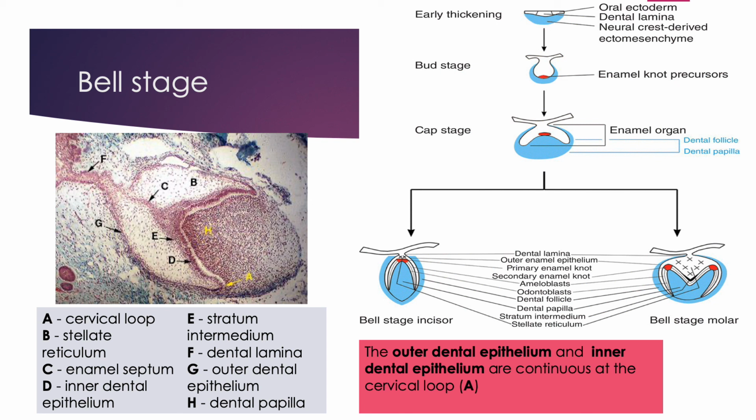Now we are in the bell stage of morphogenesis. This tooth germ, further developed, is seen in the preceding image. The cells in the cervical loop area at A proliferate, causing the rim of the cap to grow deeper into the connective tissue. This transforms the shape of the dental organ from a cap stage to a bell stage. The tooth germ in this section is considered to be in the early bell stage. The stratum intermedium at E is intermediate in position between the stellate reticulum and the inner dental epithelium cells.